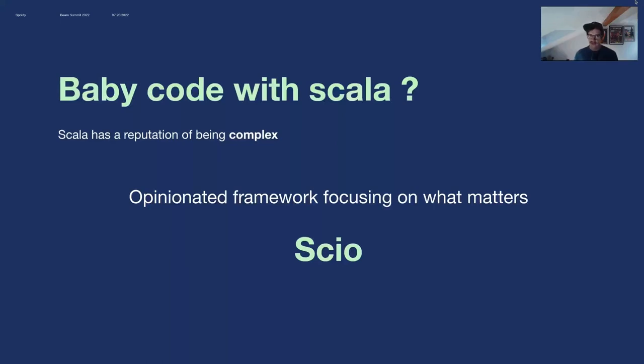The thing is, baby code with Scala is probably not very obvious. Scala has a reputation of being very complex. I mean, it's out there. A lot of people complain that Scala is complex. So what can we do to make Scala easier, and especially easier to read for people? So that's why Scio comes in, and it's kind of an opinionated framework that really focuses on what matters.